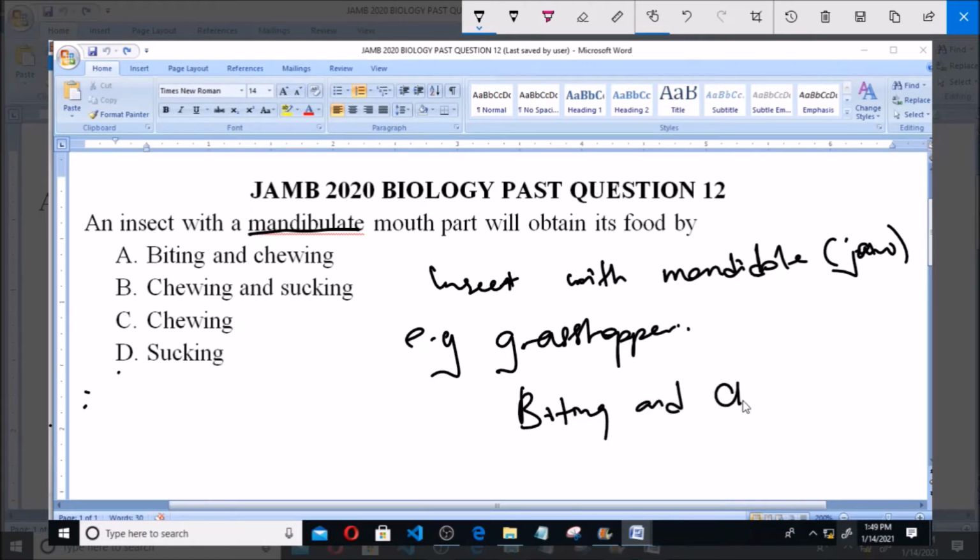and chewing. This mandibulate part of the mouth, which is the lower jaw, enables this insect to bite its food and also enables the insect to chew the food. And a typical example is the grasshopper.